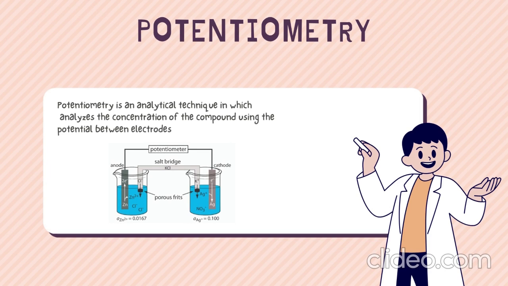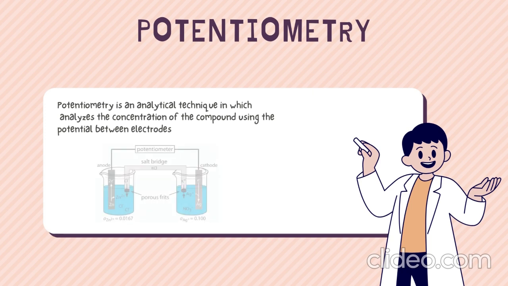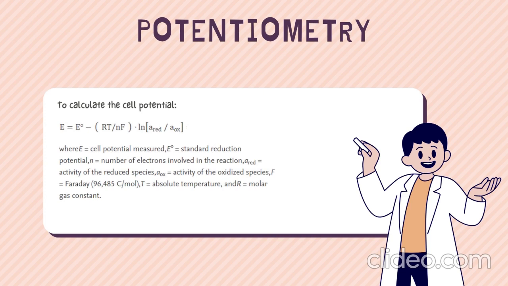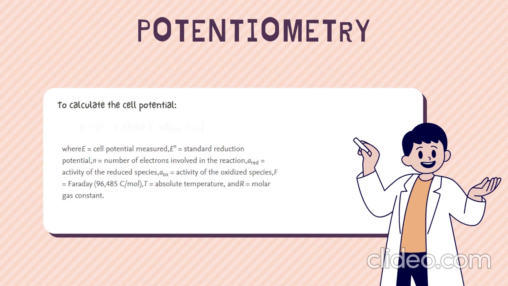First is potentiometry. Potentiometry is an analytical technique which analyzes the concentration of a compound using the potential between two electrodes. So this is the diagram for potentiometry. In potentiometry, electrical potentials are generated at the interface between a metal and its ions in solution. Such potentials also exist when different concentrations of an ion are separated by a membrane that is semi-permeable to the ion. As the reference potential, a constant voltage source is required to measure the electrode potential. The electrode with a constant voltage is referred to as the reference electrode, and the measuring electrode is referred to as an indicator electrode. To calculate the cell potential, this is given with the formula below.